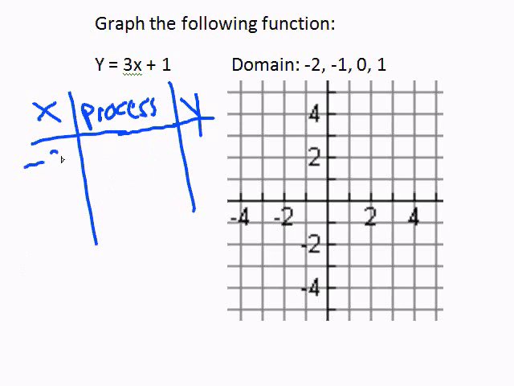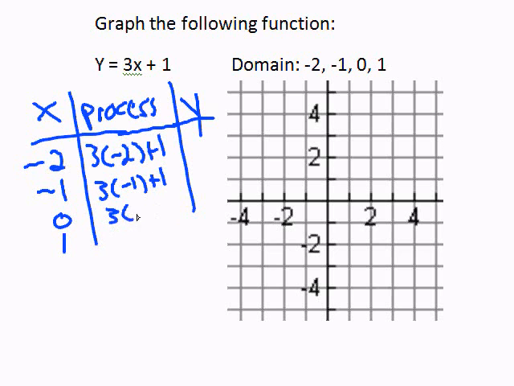So I'm going to go ahead and copy down my x's: -2, -1, 0, and 1. If x is -2, we get 3 times -2 plus 1. If x is -1, we get 3 times -1 plus 1. If x is 0, 3 times 0 plus 1, and if x is 1, 3 times 1 plus 1.